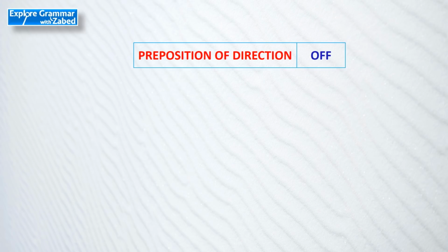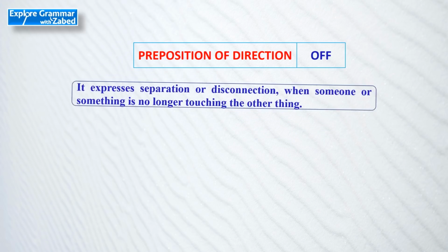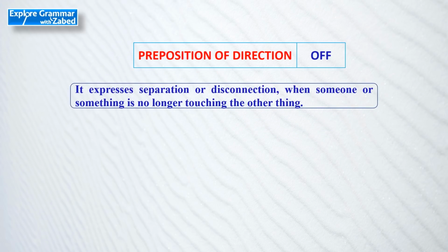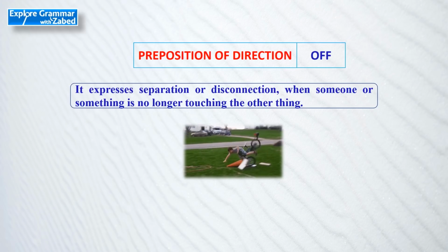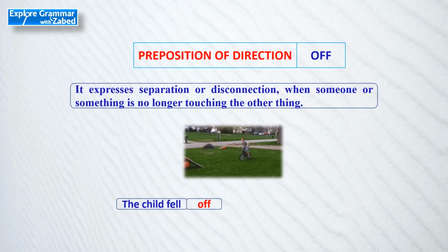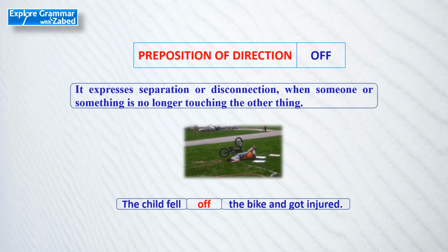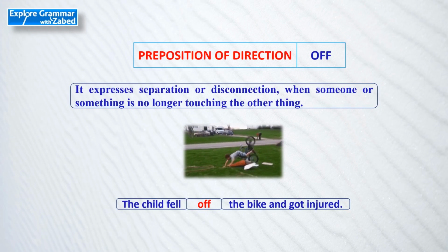The preposition "off" expresses separation or disconnection, when someone or something loses contact with some other thing. It also means from the surface of, or down from. Let's see some examples. The child fell off the bike and got injured. Here we mean the child fell down from the bike.